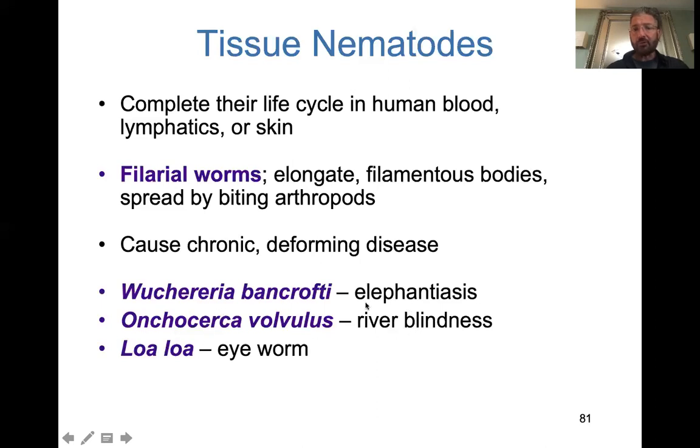Onchocerca volvulus is river blindness. They're carried by black flies. The Loa loa worm migrates into your eye. Hopefully it'll play in your PowerPoint, there's a video of a woman who had this. It was causing major neurological disturbances, headaches, flashes of blindness, and the doctor literally had to go in, cut the sclera, and pull out a 7-inch Loa loa worm.